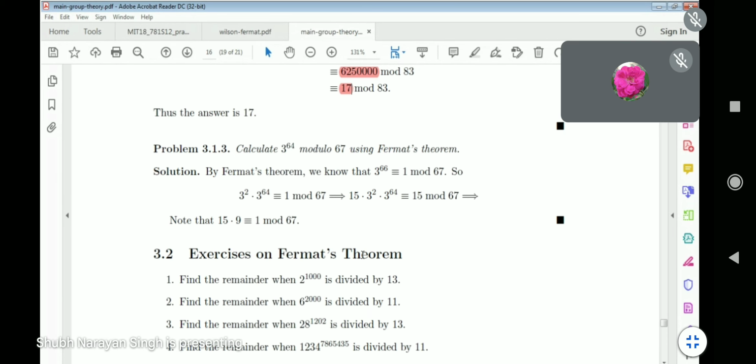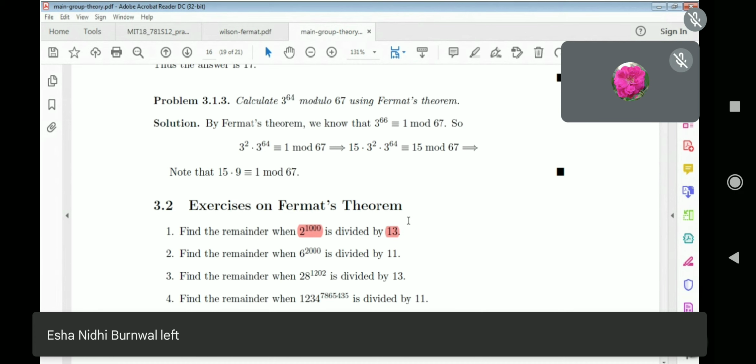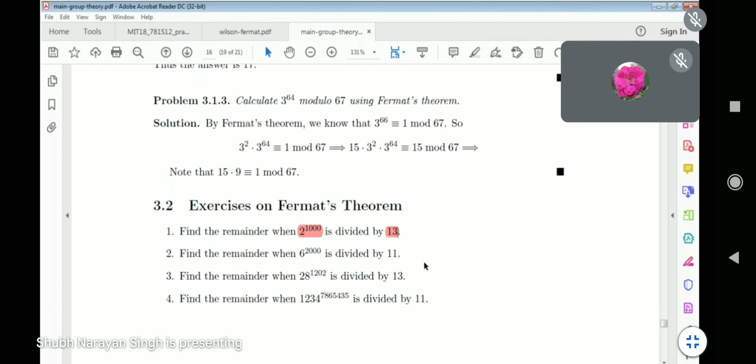Based on today's discussion, we have listed some questions for you. Please try to find the remainder when 2 power 1000 is divided by 13. I should mention here that 13 is a prime number. Please try to find the solution, that means the remainder, and post your solution on the common WhatsApp group.